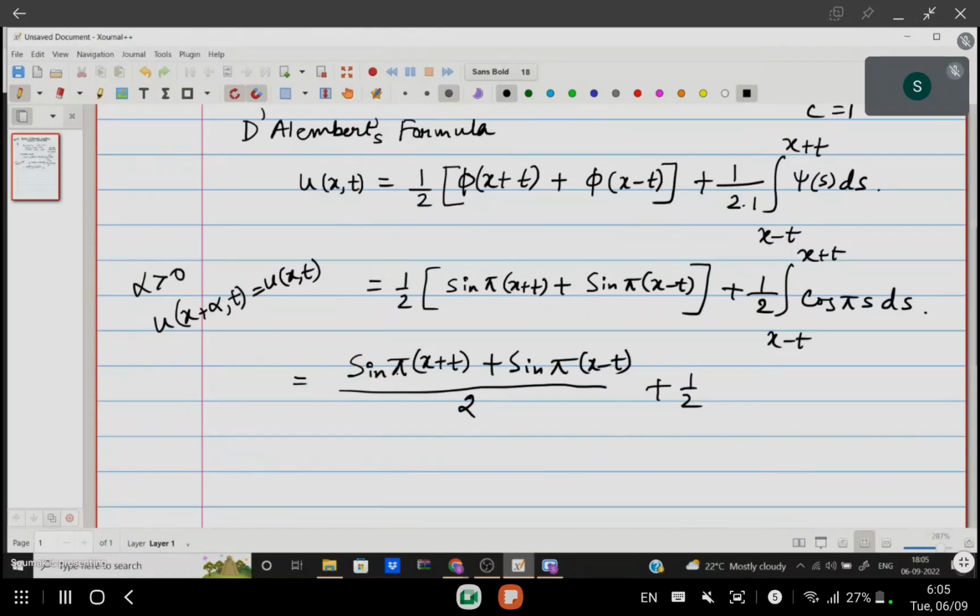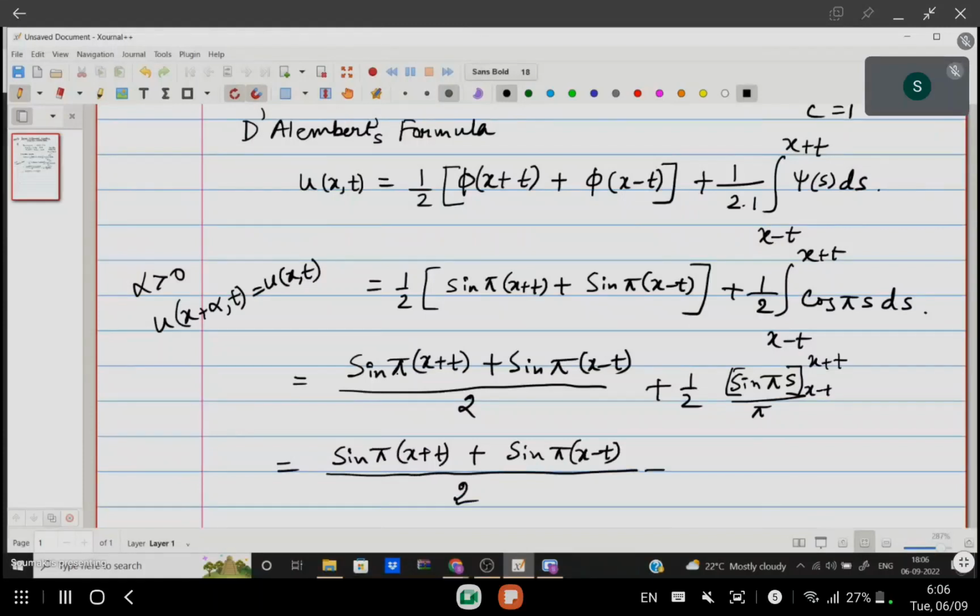What is the integral of cos? You know, Ramesh, it is sin(pi s) by pi. Yes. So from x minus t to x plus t, I have to put the range. So I'll write it again: sin(pi (x plus t)) plus sin(pi (x minus t)) over 2, plus again half into 1 by pi, pi comes here, so sin(pi (x plus t)) minus sin(pi (x minus t)).